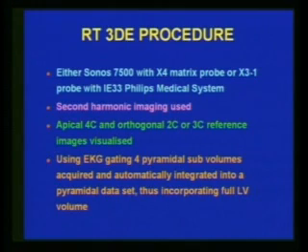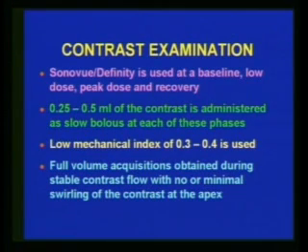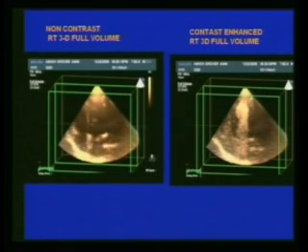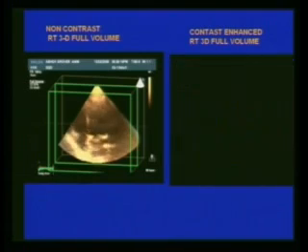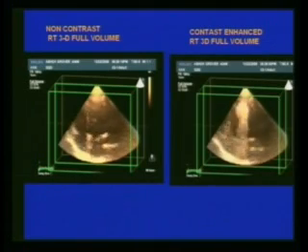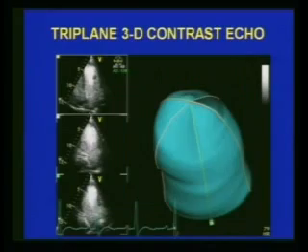Now, these are some examples of 3D contrast echocardiography. We use either Sonovue or Definity as a contrast, and we do a full acquisition obtained during stable contrast flow with no or minimal swirl of the contrast at the apex. And you can see the quality of study that you get on the unenhanced 3D echo image full volume versus a contrast enhanced 3D echo image.